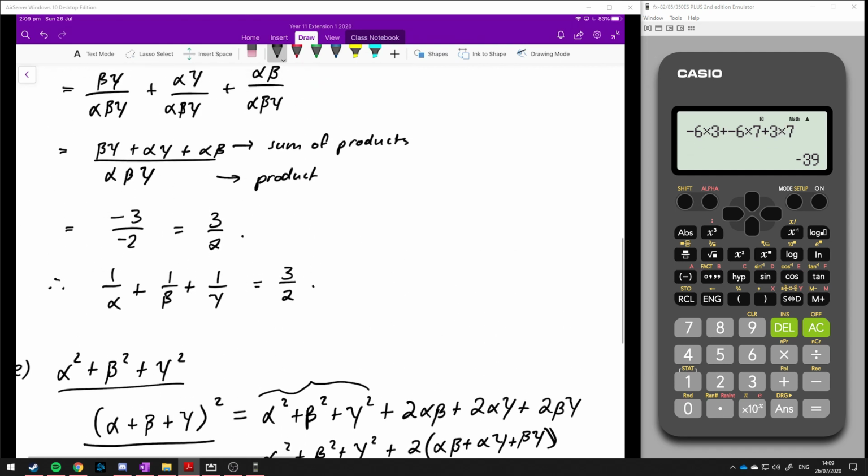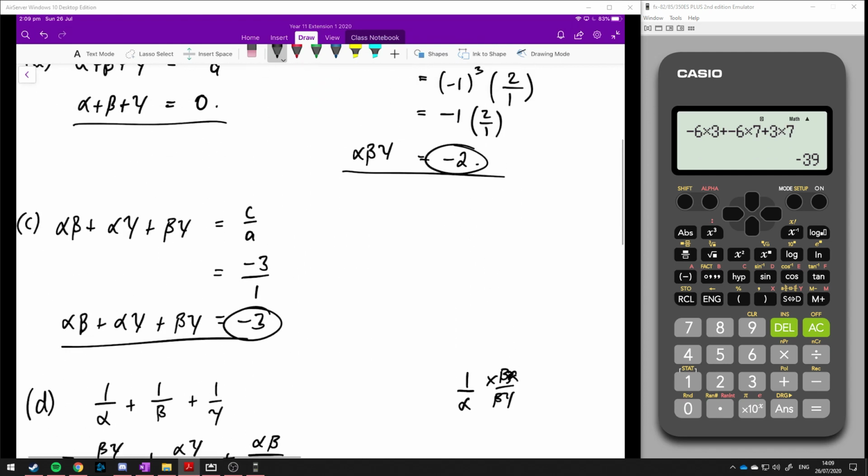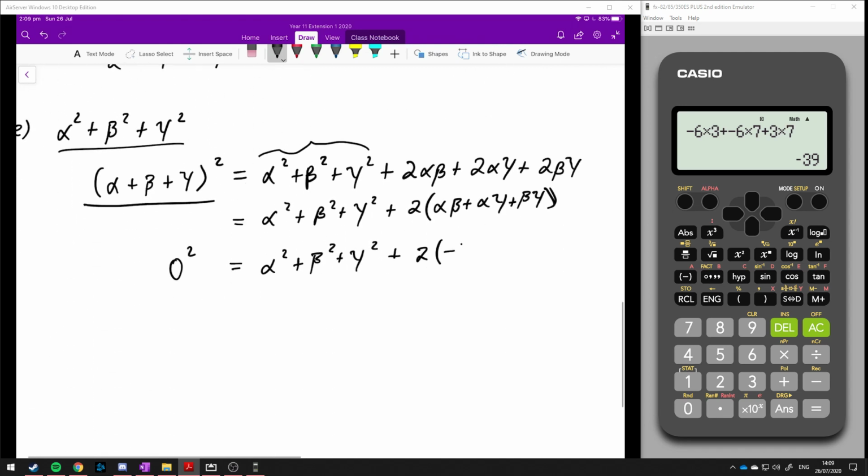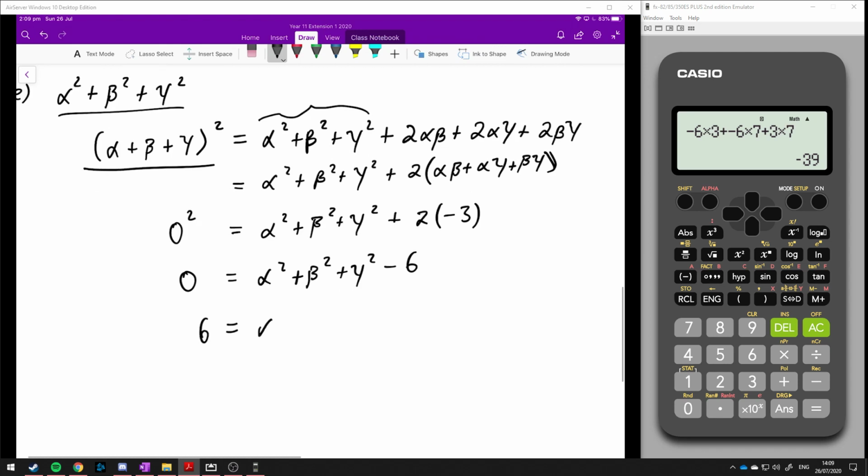Now the sum of the products is equal to, up here, -3. So we get 2 lots of -3 down here. So 0 is equal to alpha squared plus beta squared plus gamma squared minus 6. So 6 must be equal to alpha squared plus beta squared plus gamma squared, which is what we are after. Just like that. Okay, we're almost there.